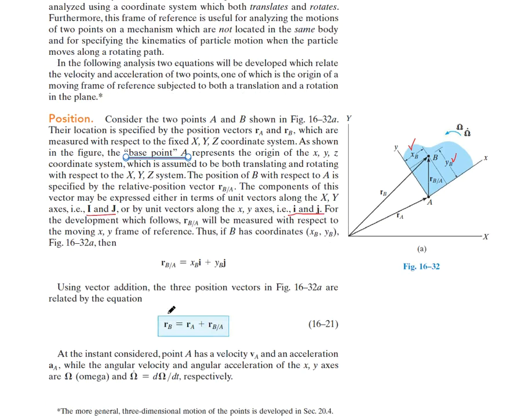The position problem is similar to what we saw before, with the difference that the relative vector of B with respect to A is changing in both magnitude and orientation because of omega. Okay, so r_B/A has these two components relative to the moving frame, lowercase x and y.